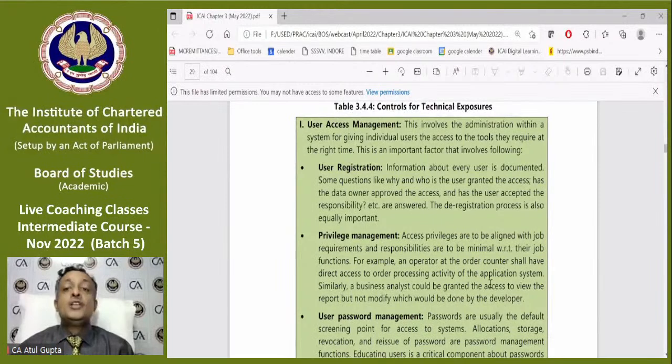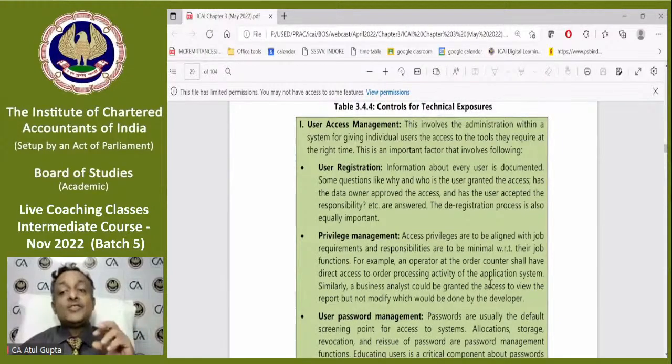User access management involves the administration within a system for giving individual users access to the tools they require at the right time. The important factor it involves is user registration. Who is going to be the user? You can say KYU, know your user. Remember the word. We all have read KYC, know your customer. This is KYU, know your user.